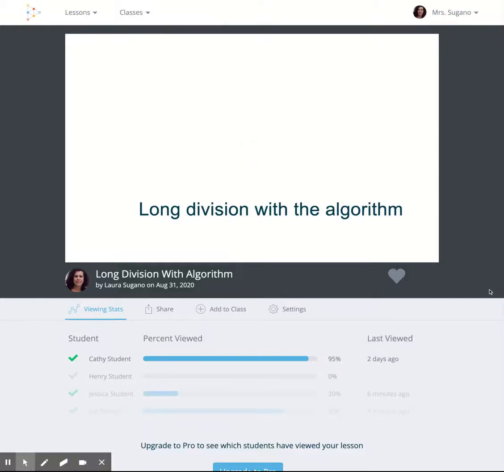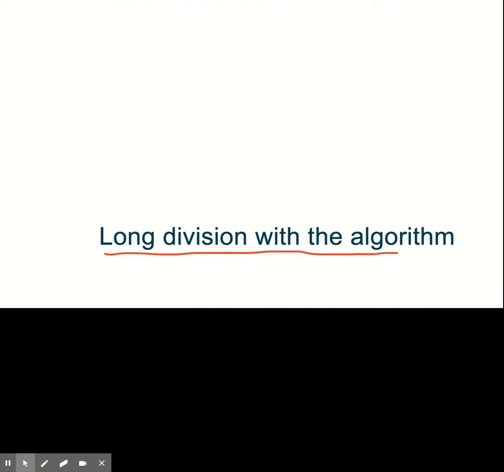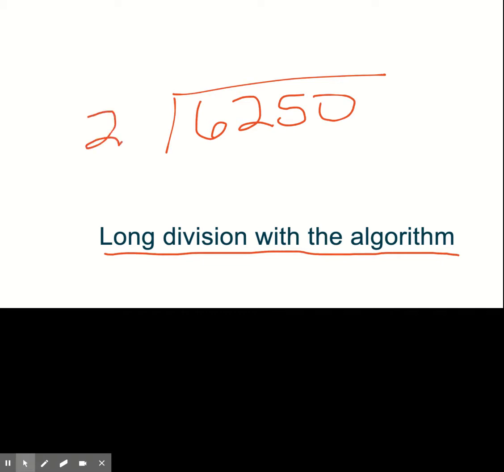Hi students, today we're going to be learning how to do long division with the algorithm. You may or may not have done this kind of work in class in 5th grade, but if you don't like this algorithm, you are not required to use it.